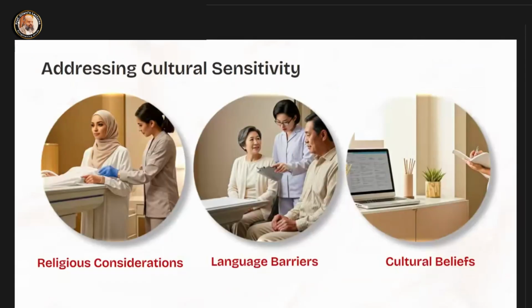Addressing cultural sensitivity, there are religious considerations. Imaging nurses navigate complex religious requirements around modesty, gender matching of healthcare providers, and concerns about radiation or contrast media ingredients, for example, porcine derived products.